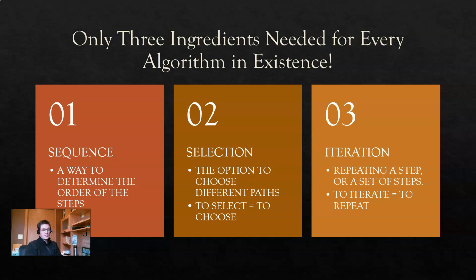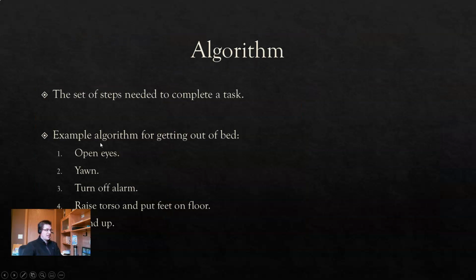So the first ingredient is sequencing. A sequence is an order, like a set of steps in order, right? So how do I know what order they're in? In the algorithm for getting out of bed, I showed you the sequence because I numbered it. You can tell which to do first, right? If you do it out of order, it doesn't quite work as well, right? If I try to stand up without opening my eyes, I might fall over.